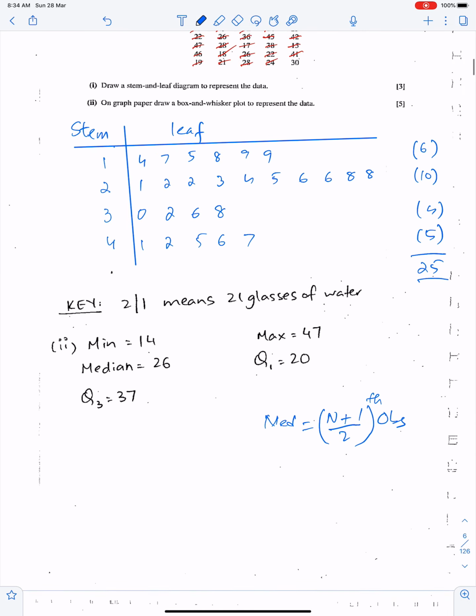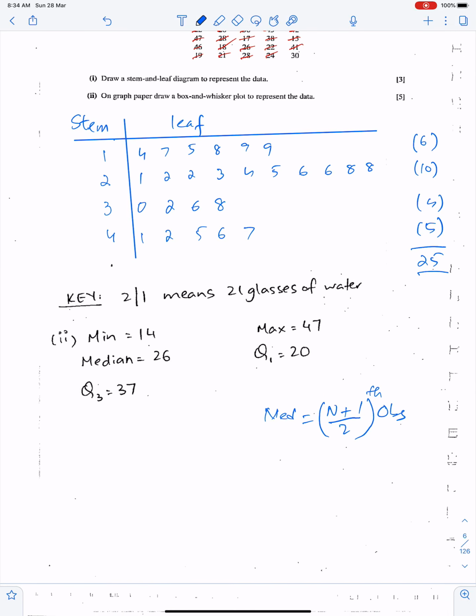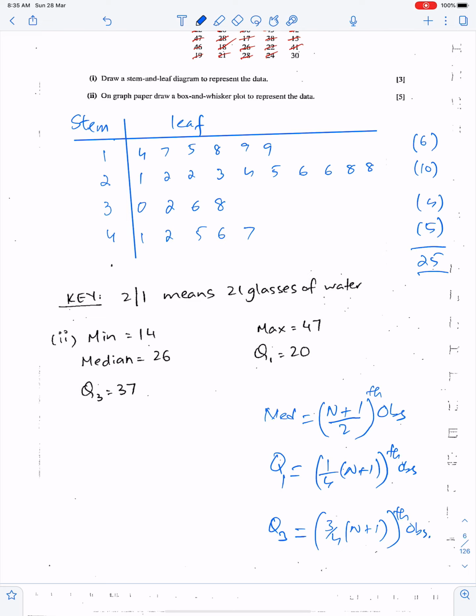This is the formula for median, whether n is even or odd. The same formula is used for both. Q1: since n is odd, the formula of Q1 is 1 upon 4 (n plus 1)th observation. Q3, the formula is 3 upon 4 (n plus 1)th observation. So basically we use these formulas here.